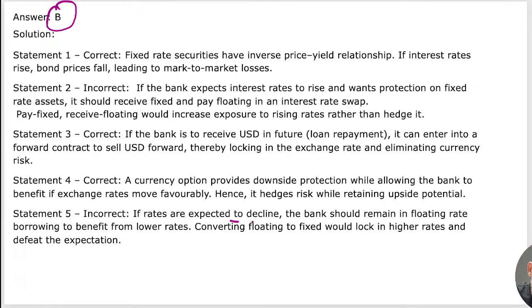So if rate is expected to decline, the bank should remain in floating rate borrowing to benefit from the lower rate. The bank has taken some loan, and if that loan is linked with some indices, and we are expecting that this floating will come down, it is a benefit for us, right? And if it goes up, that is the case of this one, okay?